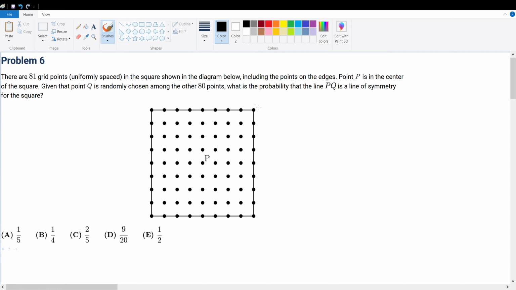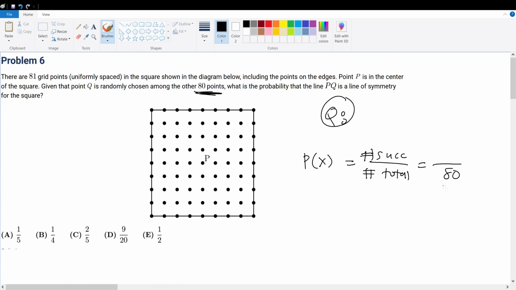So we're trying to find a probability for where Q can be. What is the definition for probability? The probability of something occurring is equal to the number of successes over the number of total possibilities. So we're trying to find the total number of placements for Q. Well, it told us that Q has a total of 80 possible points. So the 80 goes in the denominator. But how many possible successes are there?